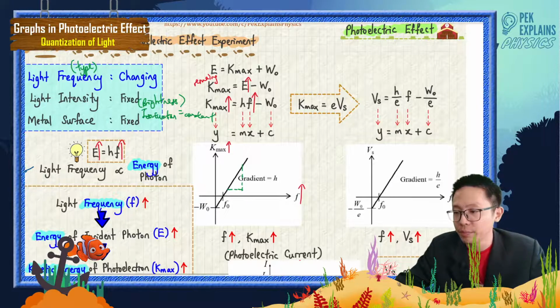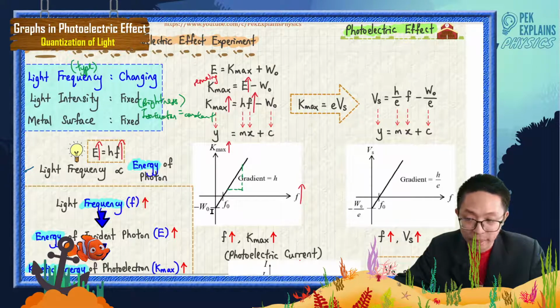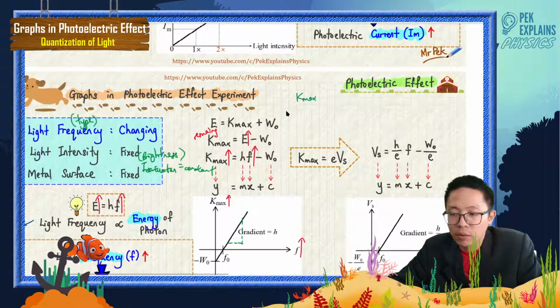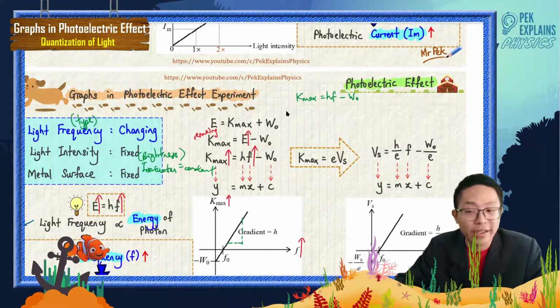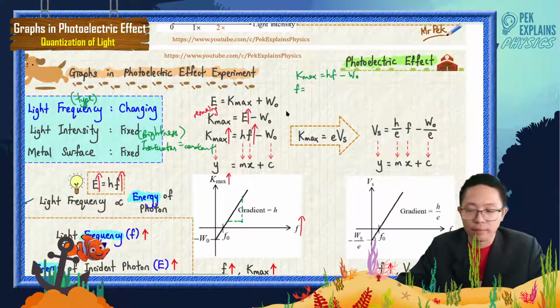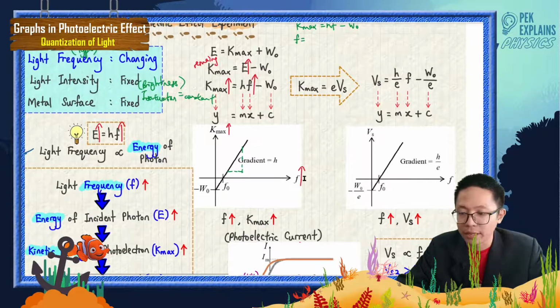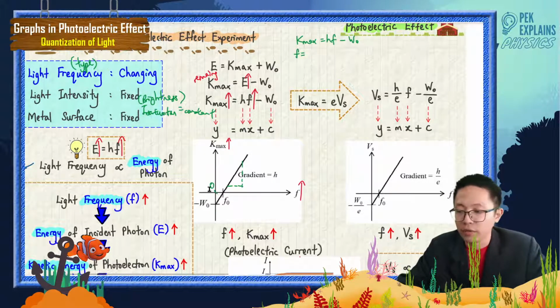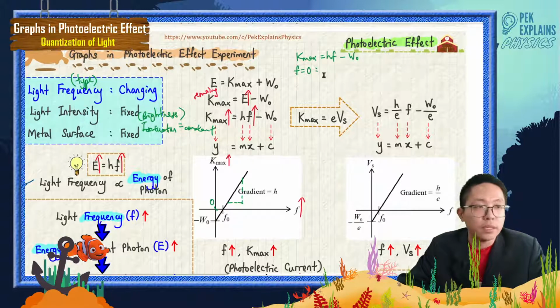Let me prove it to you. Maybe we just substitute. If we want to find the y-intercept, we substitute the x with 0, which means we substitute f with 0. Let's substitute. Kmax equal to hf minus work function. Because our y-intercept is when f equal to 0, we substitute f equal to 0.